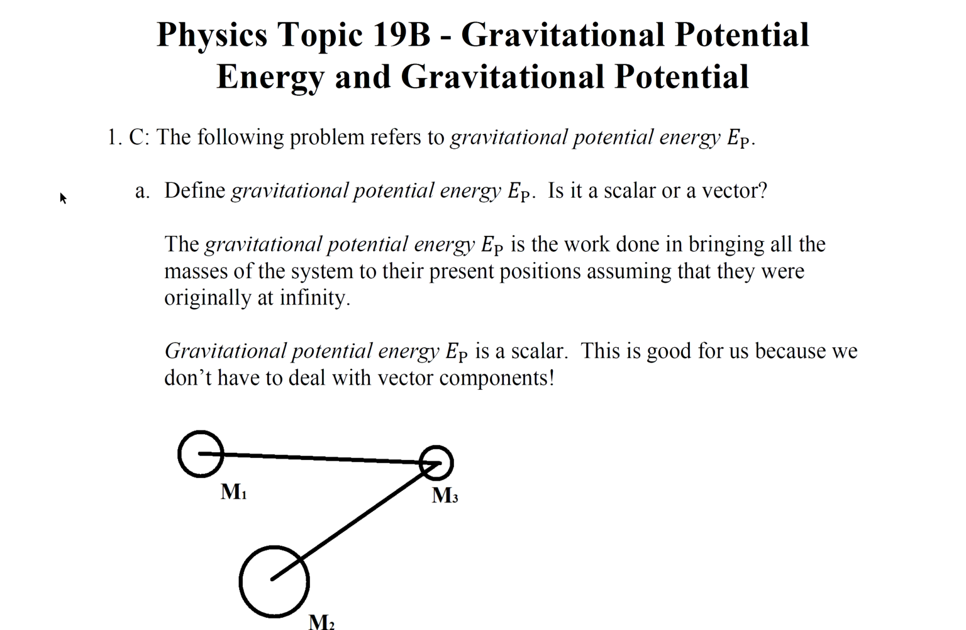The gravitational potential energy E sub p is the work done in bringing all the masses of the system to the present positions, assuming that they were originally at infinity. Gravitational potential energy E sub p is a scalar. This is good for us because we don't have to deal with vector components.